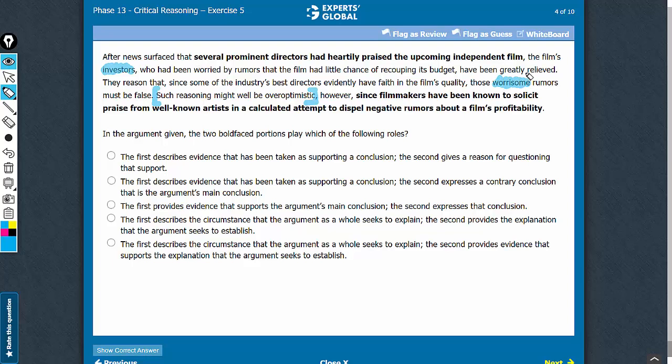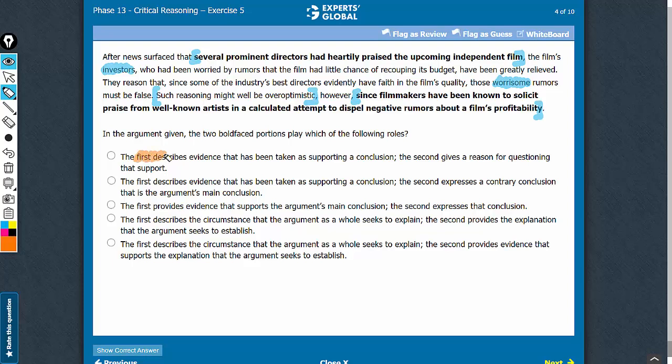Step 2 is to link the boldfaces with the conclusion. See, the first boldface here is a finding, a circumstance that the argument analyzes, and in the process it reaches the conclusion. And the second boldface is a consideration that supports the argument's main conclusion. So with that groundwork, let's look at the answer choices.